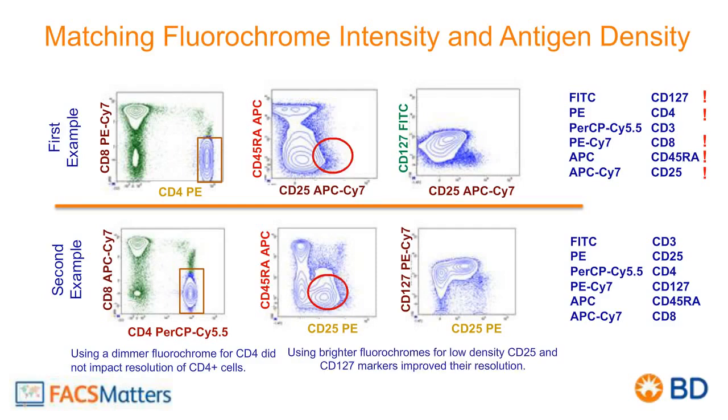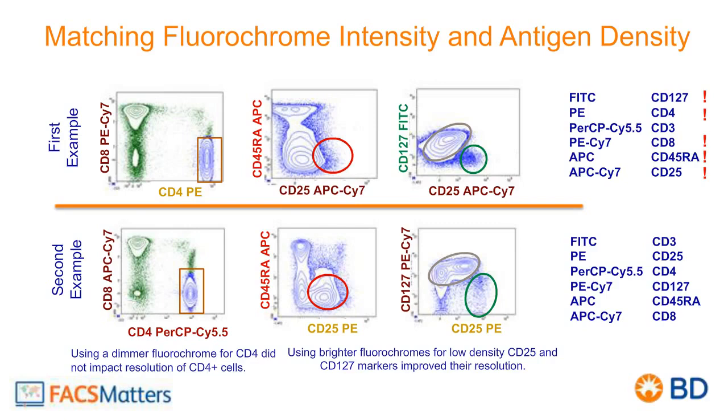And where have I improved the resolution? Well, I've improved it dramatically in terms of PE, both in terms of spread and in terms of brightness. And I've now improved the resolution of seeing to where there was one population, I can now see two. And I've got a little bit better resolution of the Treg population, which are the CD25 bright, CD127 dull. But it still doesn't look great to me.